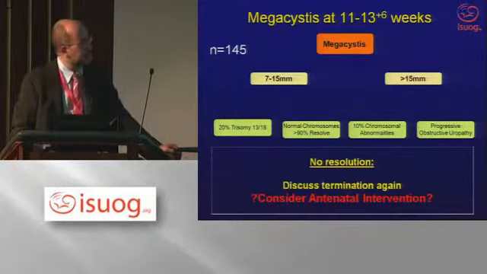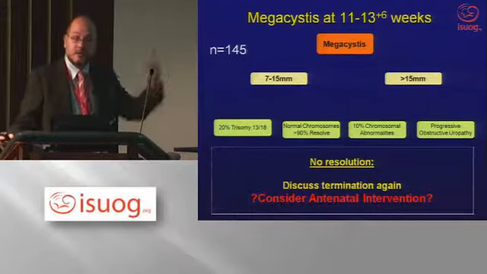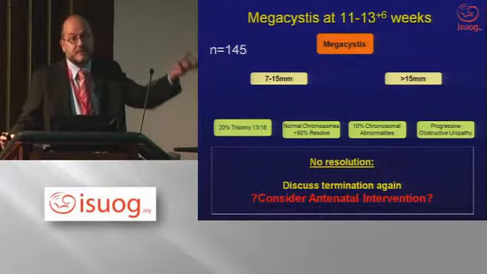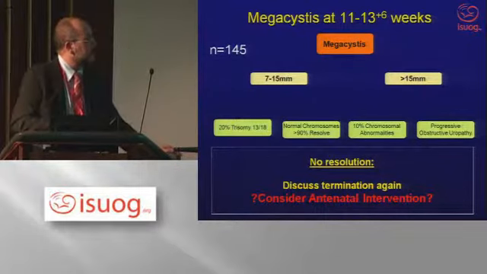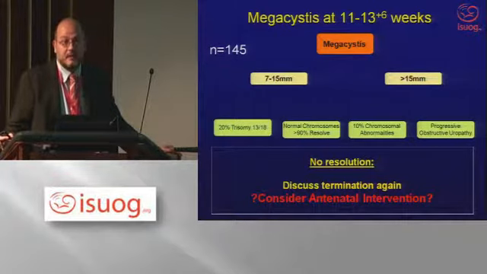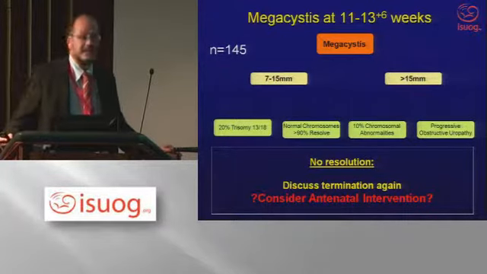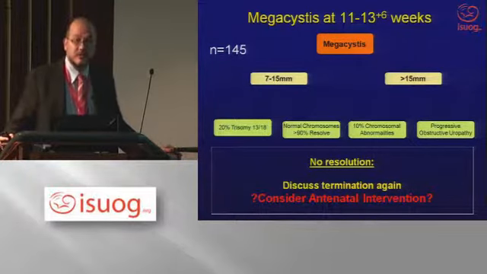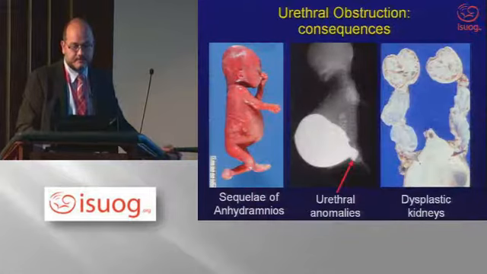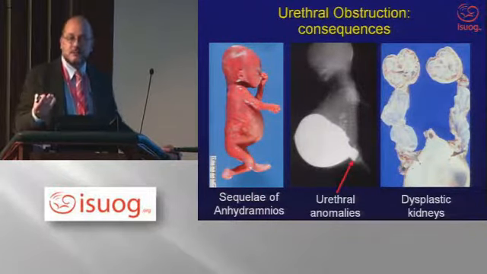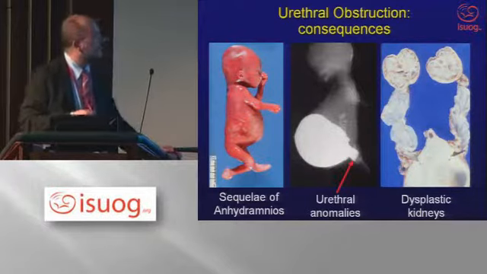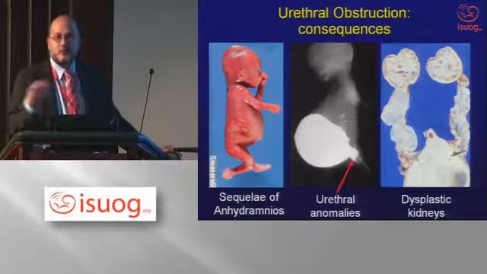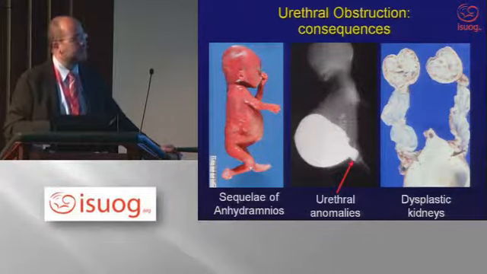What if the spontaneous resolution hasn't occurred? So you've done your karyotype, the karyotype is normal, the woman has come back, no spontaneous resolution. Again, discuss termination one more time. And then the question becomes, well, in these cases where spontaneous resolution has not occurred, should we intervene antenatally? And antenatal intervention, obviously, is quite an attractive thing to think about, because if you can remove this back pressure from the bladder, might you improve the symptoms?